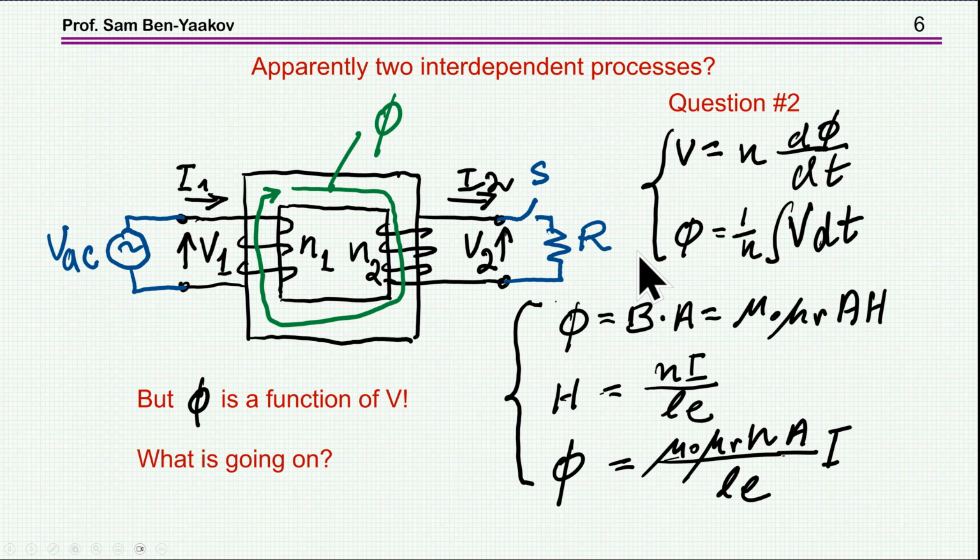Another question that could be asked is the following. According to Faraday, we know that the flux is 1 over N, the integral of the voltage. So this is the flux. But according to Ampere's law, the flux is of course related to the current, because the flux is the mu times area times the magnetic field. The magnetic field is a function of the current, so therefore the magnetic flux is a function of the current. So which is it? Is the flux a function of the input voltage, or is the flux a function of the current? So it seems to be confusing here.